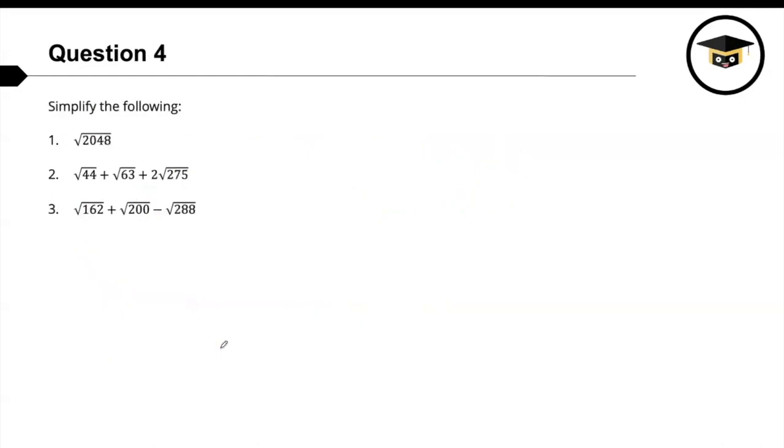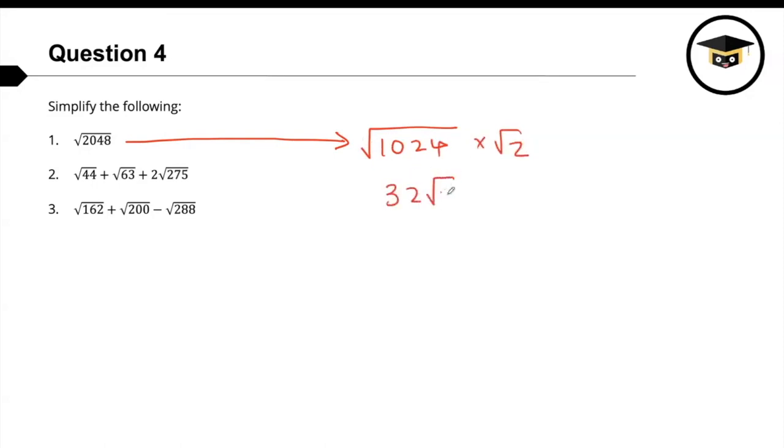Moving on to question 4, we want to simplify the following. So with these ones, I'm not going to go into the complete working out. I think that'll take way too long. But for now, I'll just put up the answers. So for this first one, root 1024 times root 2. We know that root 1024 is 32, and so it's going to be 32 root 2. Like I said, it's pretty hard to get 1024 as that first square number straight off the bat.